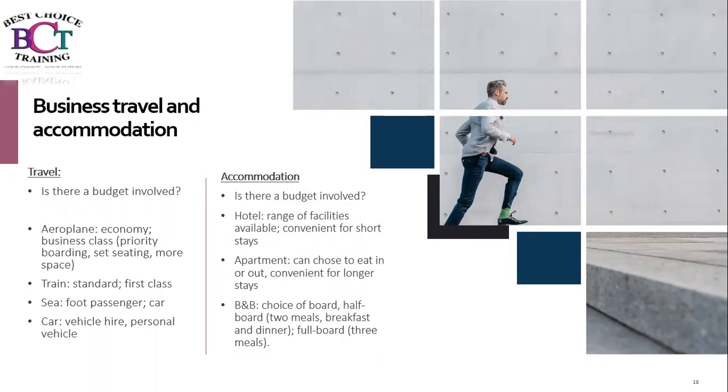Accommodation, again, you need to make sure, is there a budget involved? In terms of the hotel, what facilities do they have? Is it convenient for short stays? Whether you need to book an apartment for them, so they can choose whether to eat in or out, convenient for longer stays. And sometimes companies may use B&Bs. So these are bed and breakfasts, and it's choice of half board, so 2 meals, breakfast and dinner, and full board, which is 3 meals. So it's all about finding out what your organisation needs for these business travel and accommodation.